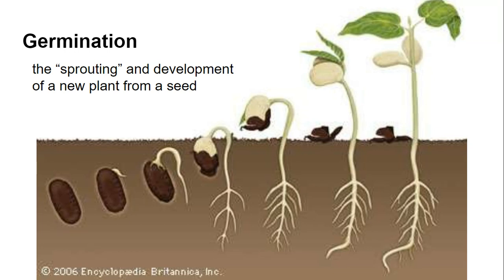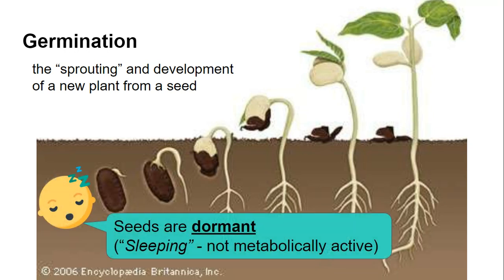So this diagram kind of shows you the basic idea of germination. One thing to think about is the fact that seeds are essentially dormant. Dormant is a biology term for sleeping. It means that they're not metabolically active, basically, but it comes from the same root word as the word sleeping. You think about words like dormitory, or if you speak a Latin-based language like French, dormir is the verb for sleep in French.